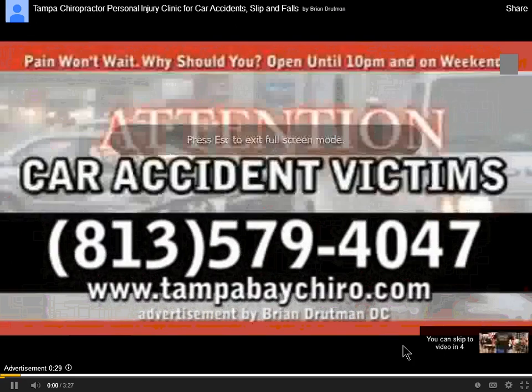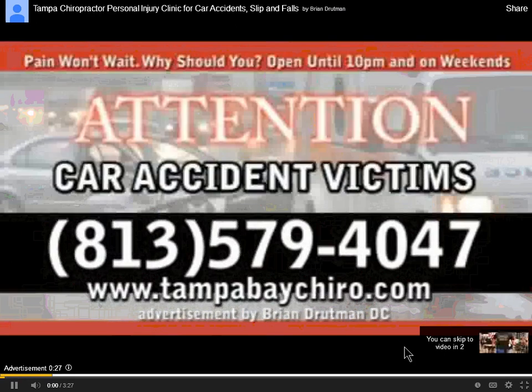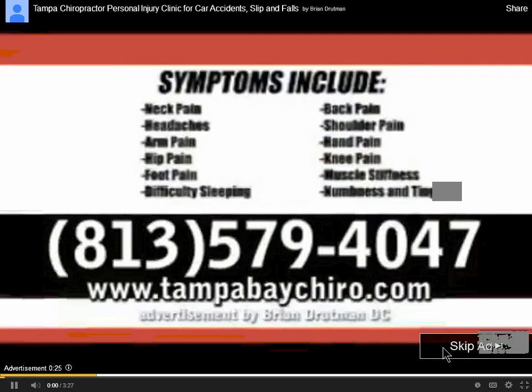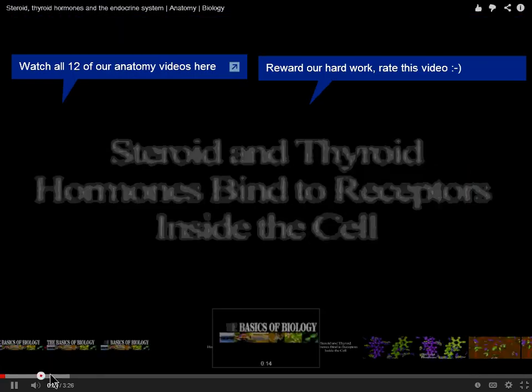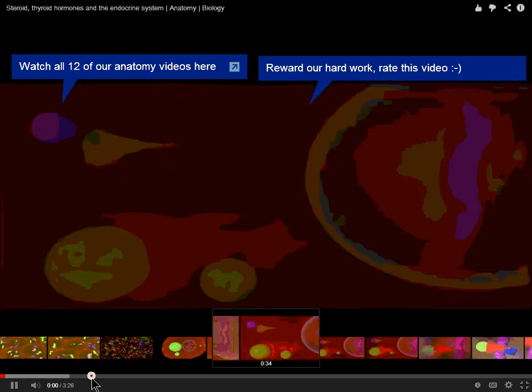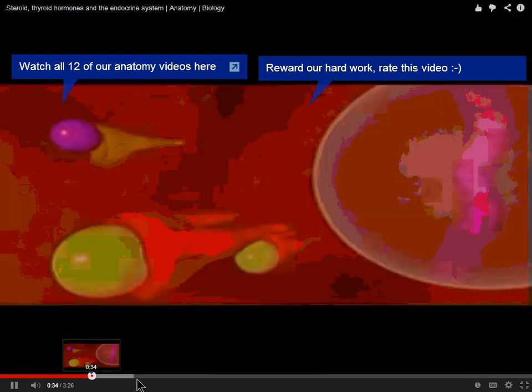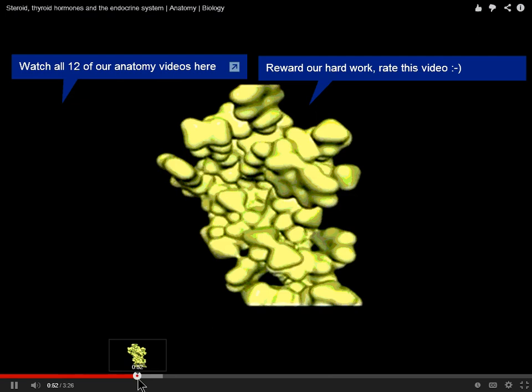Attention, recent car accident victims in Tampa. Most car accident victims worry more about the damage to their car than they do their own. The cell.